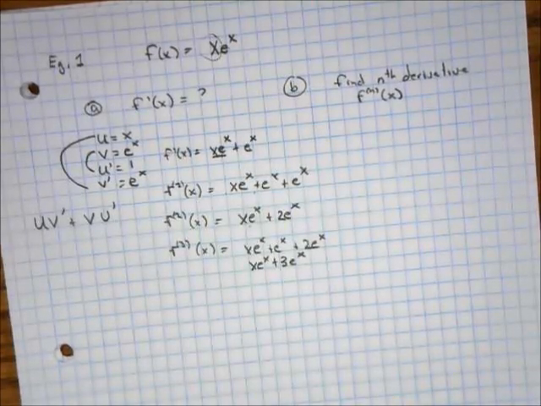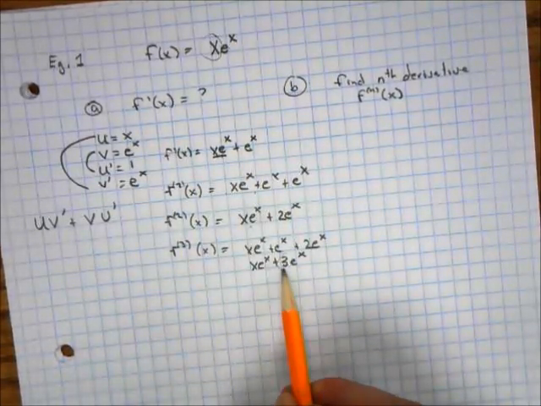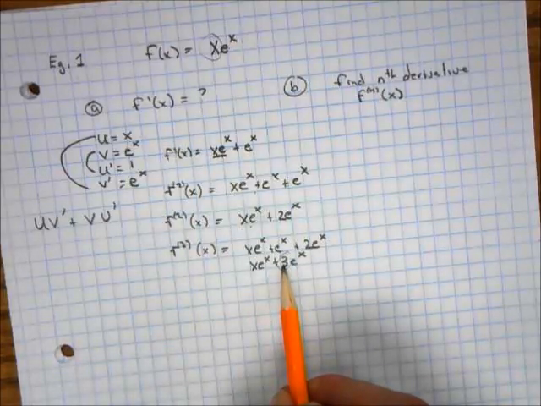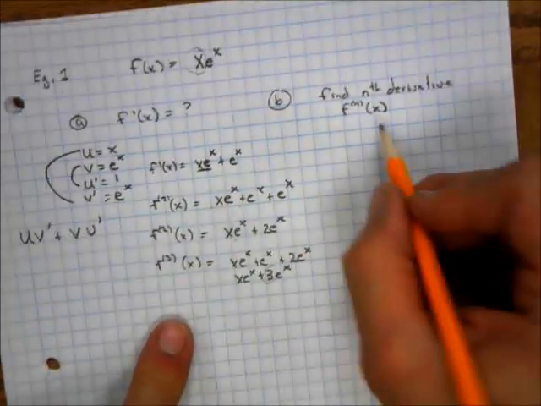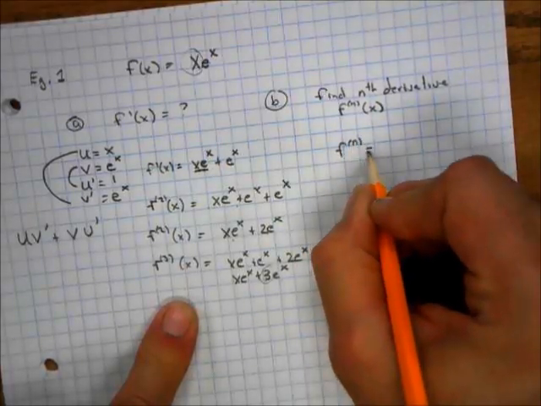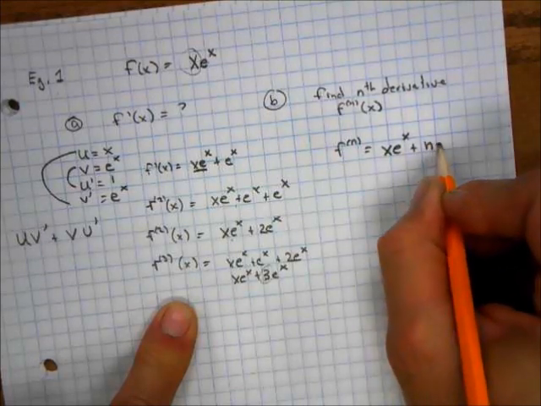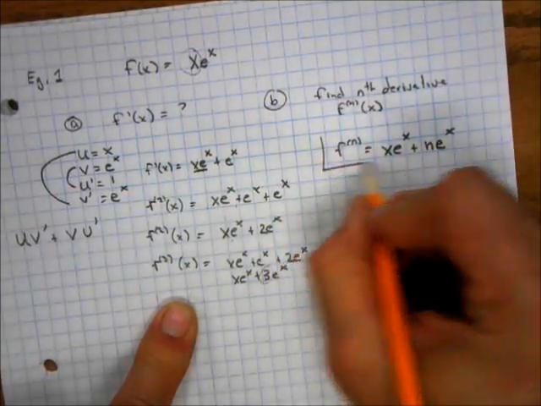What are all the derivatives going to look like? Just like this, but this number is going to be the number of derivative you're on, right? So the nth derivative is going to be x e to the x plus n e to the x. That's the nth derivative right there.